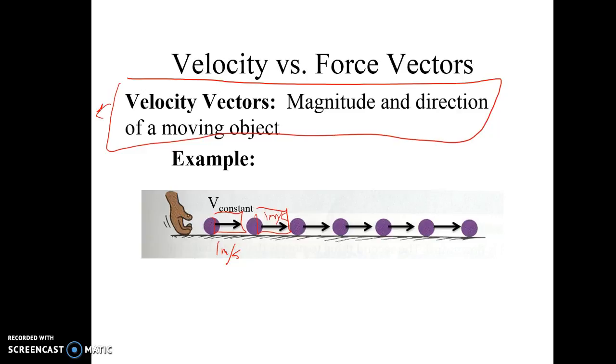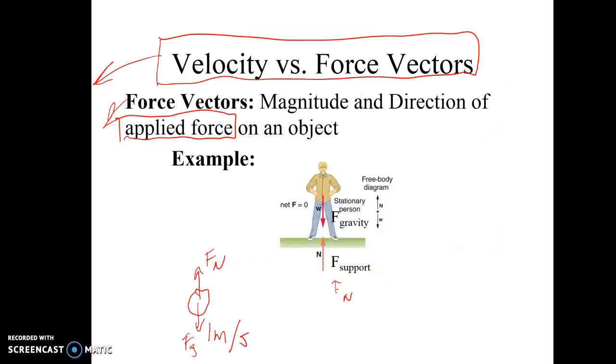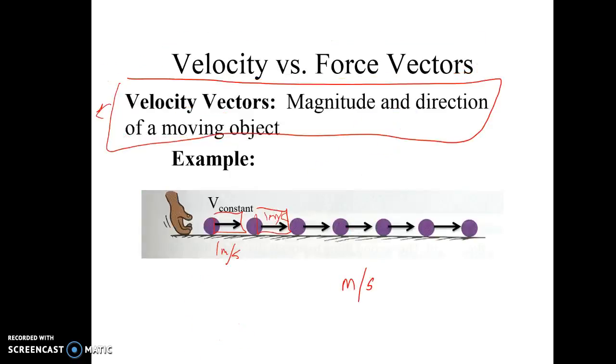realize that velocity and force vectors are very different things. Don't get them confused. They have different measurements. So units on a velocity vector is usually meters per second. I'm going to go back for a sec. This is newtons. Okay? Keep that in mind. Unit, newtons, unit, meters per second.